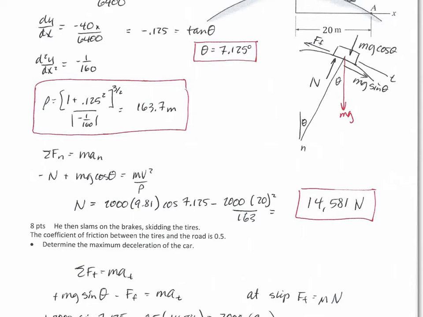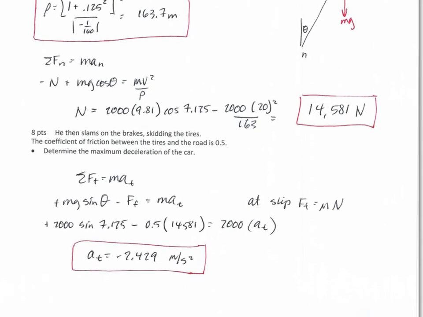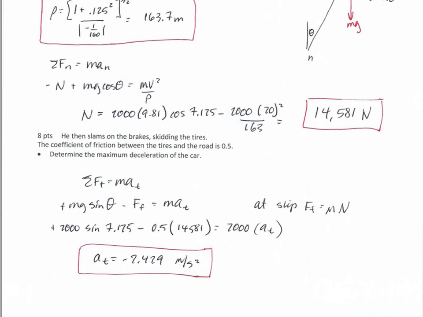So plugging that into our sum of the forces in the tangent direction, we get plus mg sine theta down the hill, minus the force of friction going back up the hill, is equal to m a tangent. Again, knowing that the force of friction is mu N, plugging those in, you get the tangential acceleration of 2.4.